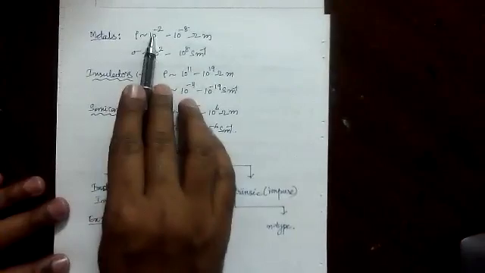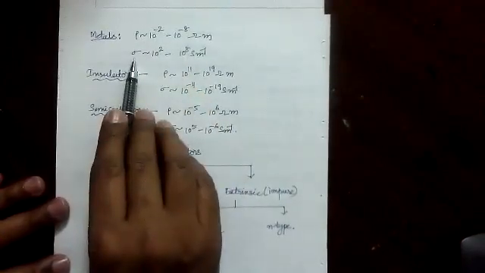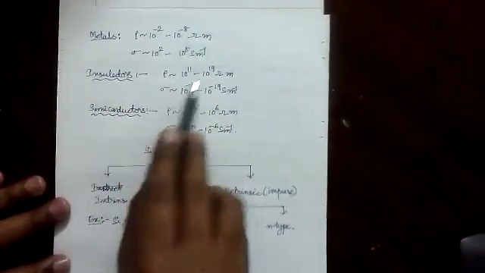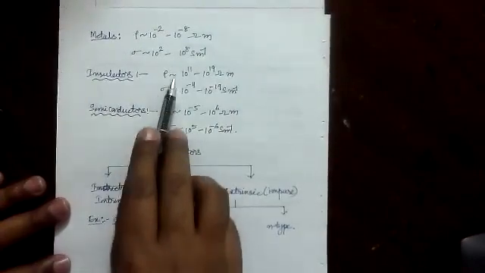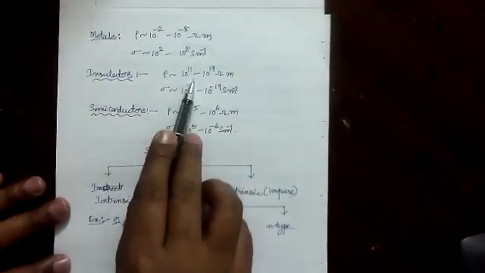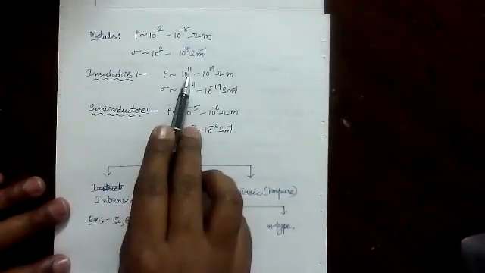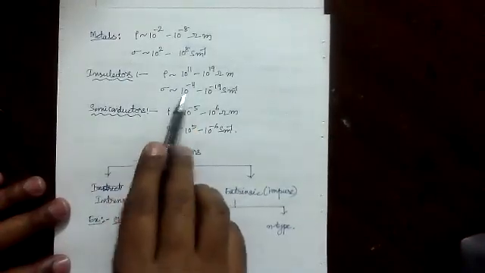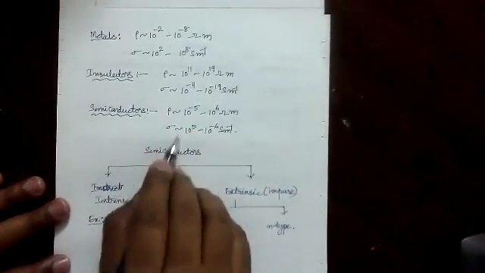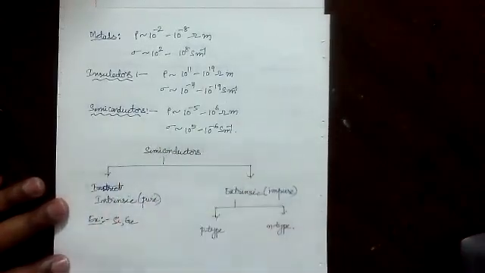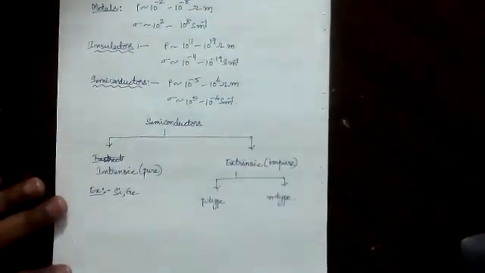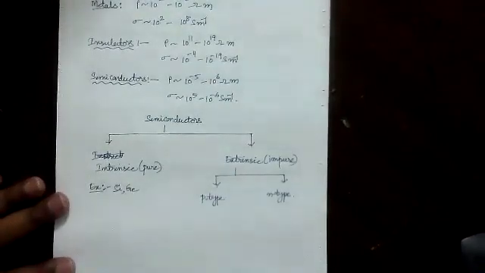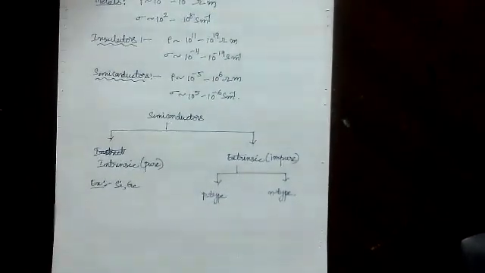For metals, resistivity is in power negative and conductivity is positive. Whereas for insulators, it is completely opposite. Rho is 10 power 11, then sigma is 10 power minus 11. Whereas semiconductors, it is in between metals and insulators. Next one, classification of semiconductors.